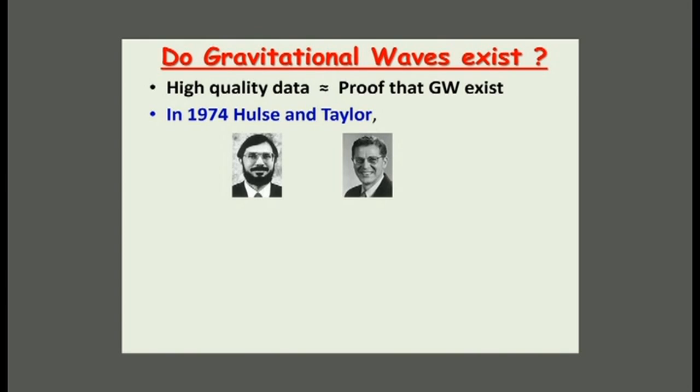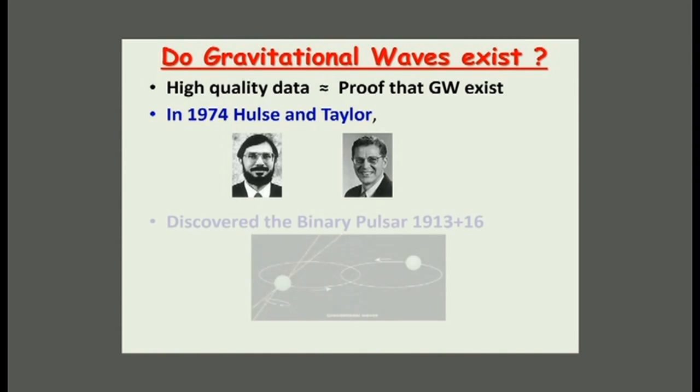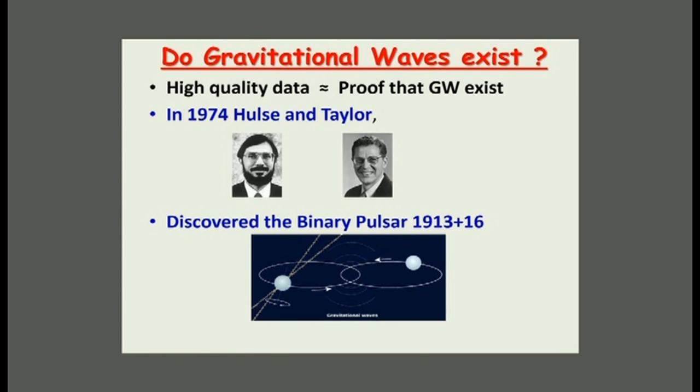In 1974, Hulse, who was a graduate student of Taylor, basically started looking for observations to look for pulsars. When he was looking for pulsars, he discovered a pulsar which was in a binary system. That means, as I told you, a pulsar is a neutron star which is like a lighthouse, but that lighthouse is not isolated. That lighthouse goes around another neutron star, so it is a binary system.